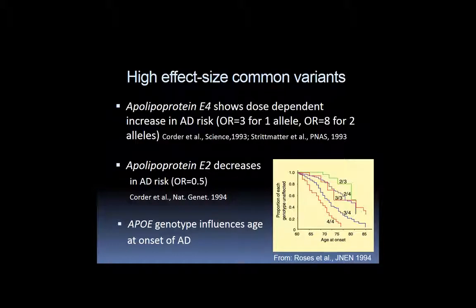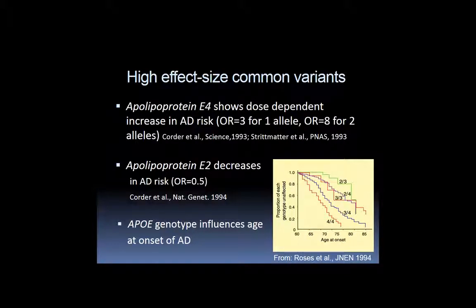E4 increases your risk of Alzheimer's disease in a dose-dependent way. If you have 1 copy, you're about a 3-fold increased risk. And if you have 2 copies, the estimates vary: 8, 10, 15-fold increased risk of disease. Very high, apparently high risk if you have 2 copies. And then the E2 decreases your risk.